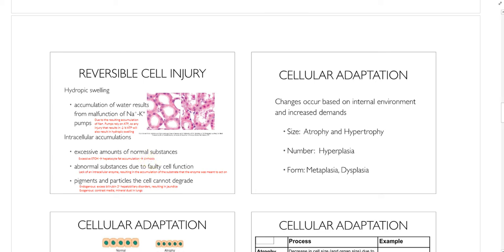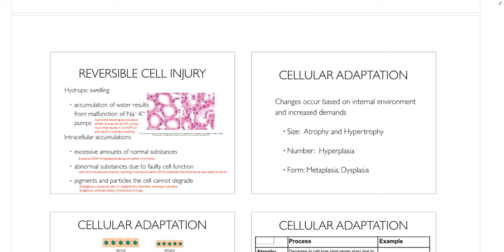We can have abnormal substances that accumulate due to faulty cell function, such as if there is a lack of an intracellular enzyme, then this can result in the accumulation of a substrate that the enzyme was meant to act on. So I don't know what we could use exactly as an example here, but there's a substrate, a chemical of some kind that comes into the cell naturally, and once it comes into the cell, is meant to be broken down, acted upon by an enzyme, and created into two different types of materials. But for whatever reason, there is a lack of that enzyme inside the cell that is supposed to be there, and now we have these abnormal substances building up inside the cell that shouldn't be there.